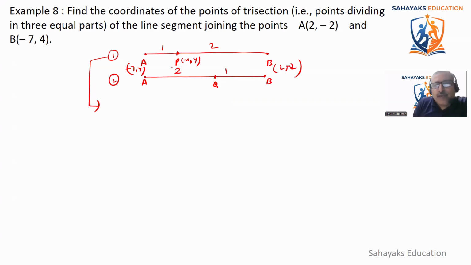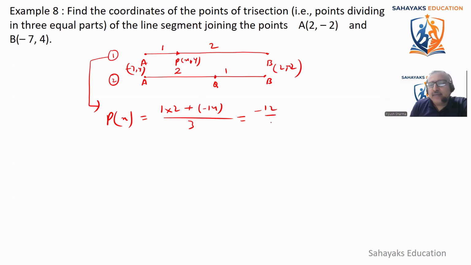So for finding P, the X value of P is equal to M1 X2 plus M2 X1. M1 X2 is 1 into 2 plus M2 X1. What is M2? M2 is 2 here. So 2 into X1, so 2 into minus 7. 2 into minus 7 is minus 14, divided by M1 plus M2, that is 3. So the X coordinate comes out to be minus 14 plus 2, which is minus 12. Minus 12 divided by 3 comes out to be minus 4.